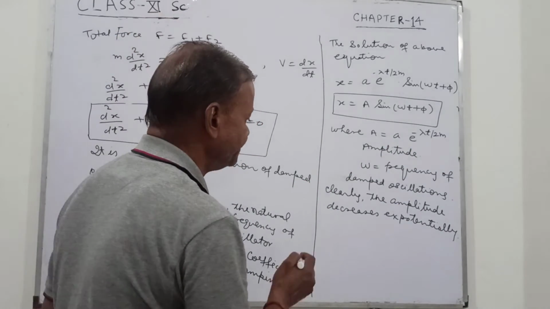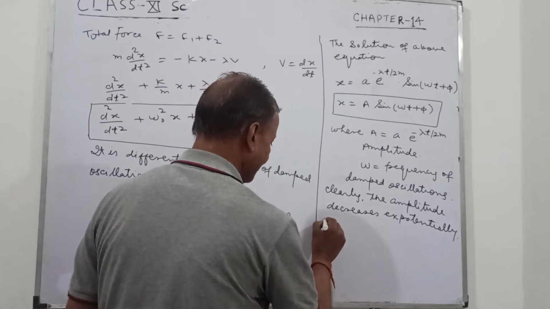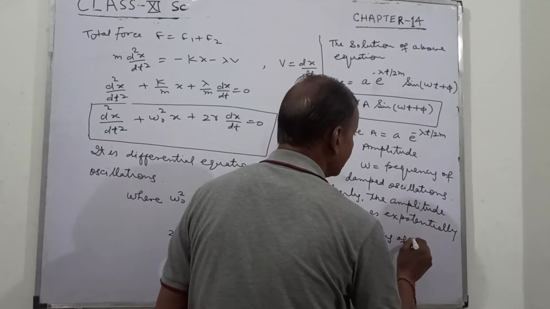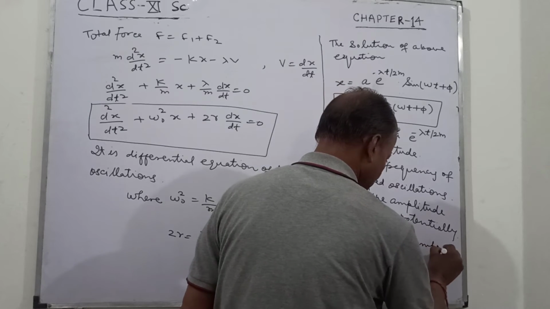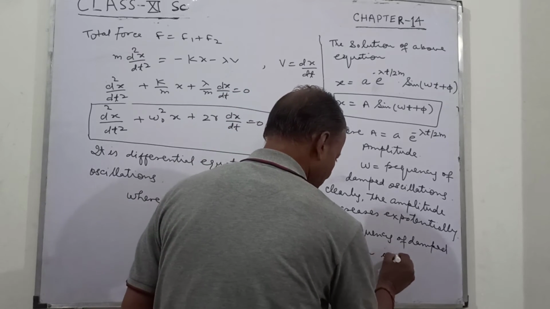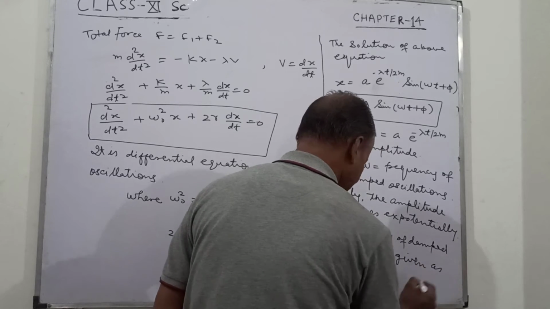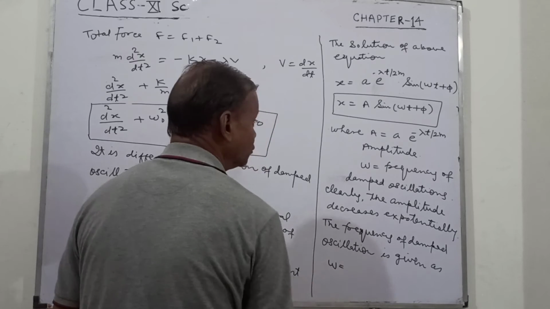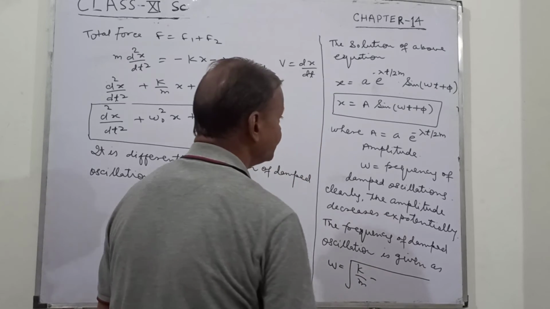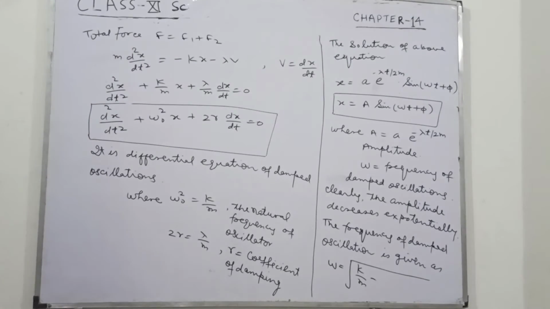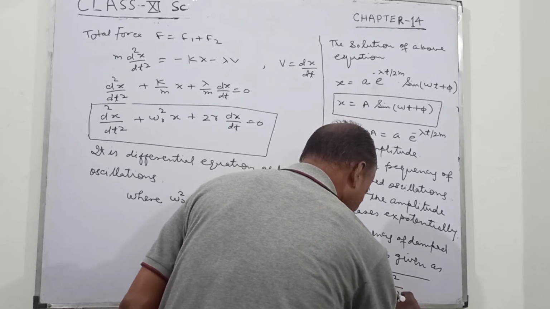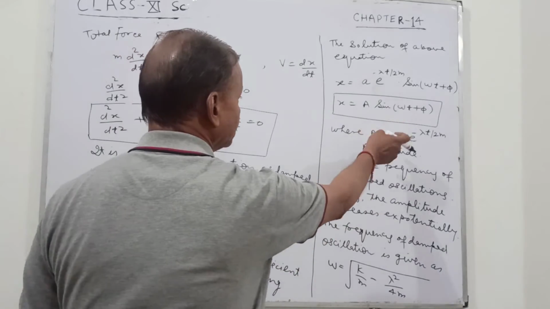And now this omega, the frequency of damped oscillations, is given as omega equal to square root of k upon m minus lambda square upon 4m square. This is the frequency of the damped oscillations.